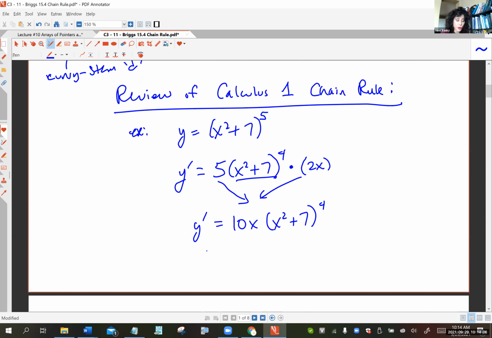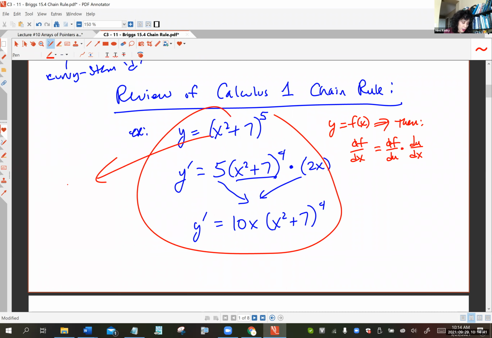Now, what actually is going on here? When you used the chain rule in Calc 1, most likely they taught it to you in the following way. They said, well, if y is equal to f of x, then df dx, which is a way to say f prime, you would first take df du and multiply that by du dx. And that's why they call it the chain rule. Well, who's the u in this example here? So here u was x squared plus 7.